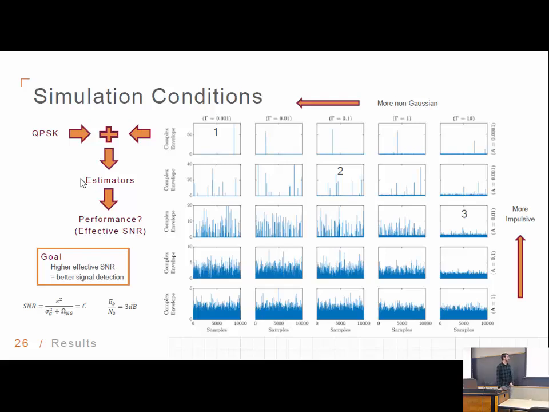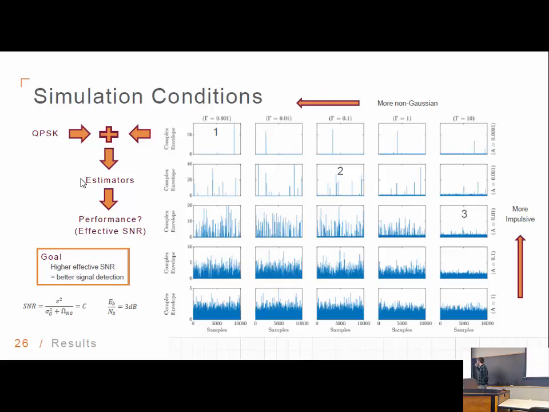I should note that adjusting gamma and A does not change the total power of the noise. Remember how there were three parameters: sigma squared, gamma, and A? Sigma squared is how you choose the power of the noise. A and gamma don't change it, so the power of all of those is equal. If you define SNR as the power of your signal divided by the power of your Gaussian noise plus your non-Gaussian noise, I'm keeping that constant. Or if you think of the energy per bit of your signal divided by the noise power spectral density, I'm keeping that constant at 3 decibels.